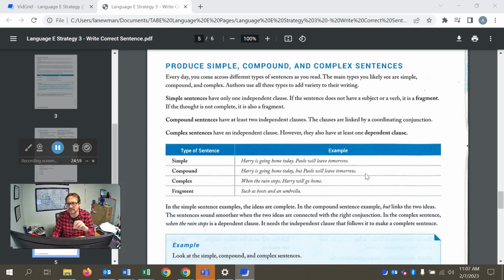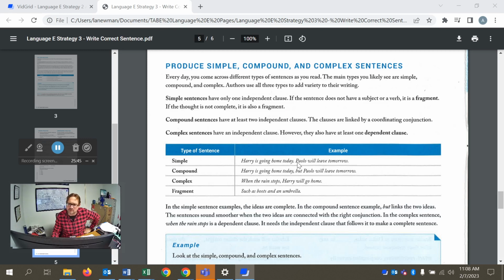Now, there's another way to punctuate these that you might know about with a semicolon, but we're not going to talk about that right now because we're trying to get used to using the coordinating conjunctions, the fanboys. Just make sure that the coordinating conjunction used is the one that's correct based on the meaning of the sentence. If it said Harry is going home today and Paolo will leave tomorrow, it kind of makes sense, but there's a difference between going home today and then leaving tomorrow. So that's why we're using the word but to show difference or opposition.